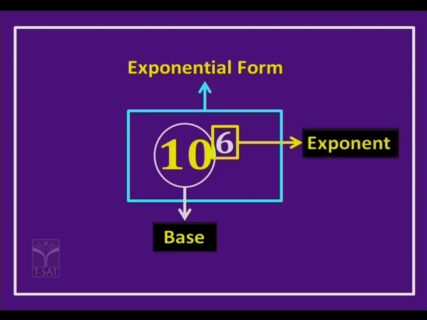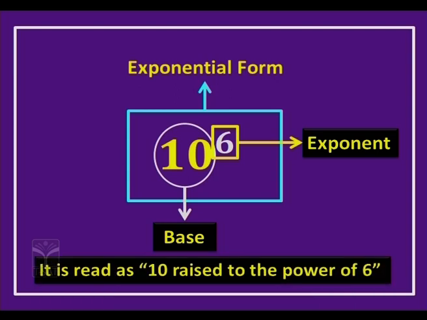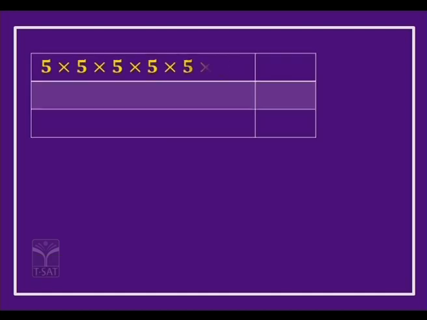And do you know, children, how do we read this number? Yes, we read it as 10 raised to the power of 6, or in short we even read it as 10 to the power of 6. Okay, children. Now, can you tell me the exponential form of this number? It is 5 raised to the power of 6, because here 5 is multiplied 6 times.